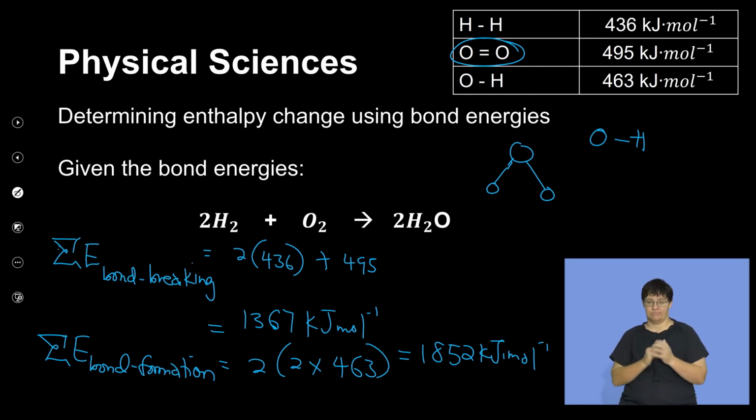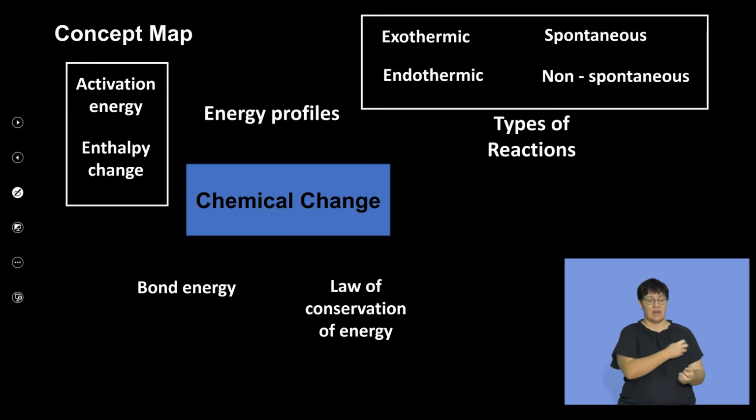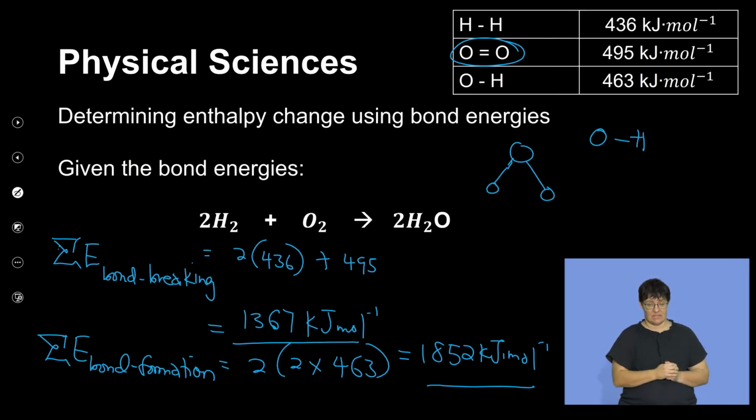So we can talk about the enthalpy change in terms of the amount of energy absorbed for bond breaking. And you realize that the energy that was absorbed is less than the energy that was released. So in this chemical change, more energy is released than absorbed. So the net change in energy is that ultimately in this chemical reaction, energy is released. If we summarize that, we could say that the enthalpy change of this reaction is equal to 1367 minus the amount of energy that was released when bonds were formed, which is 1852.